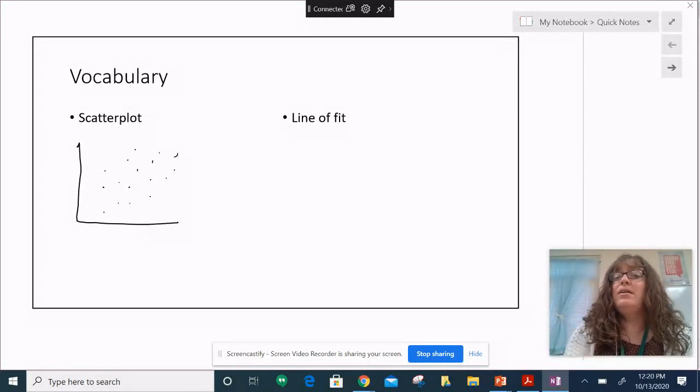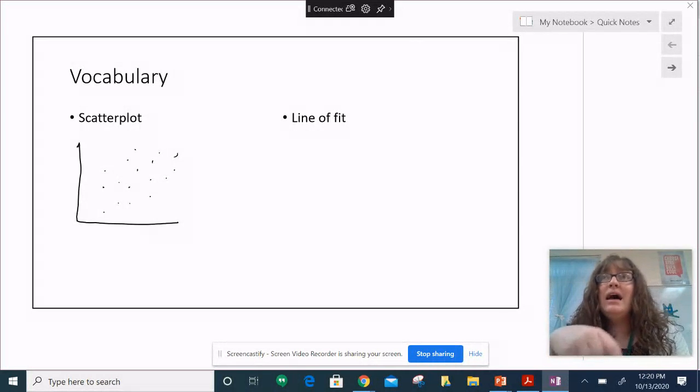A line of fit, on the other hand, asks: does the information in a scatter plot look like it begins to form a line? Is there a pattern that we can find? Because if so, we're going to draw a line of fit showing that relationship. And then we can use that line of fit to help us predict what might happen in the future.